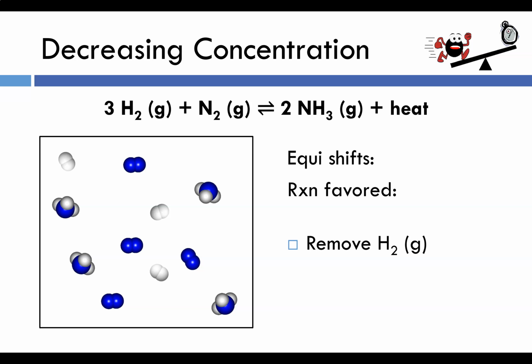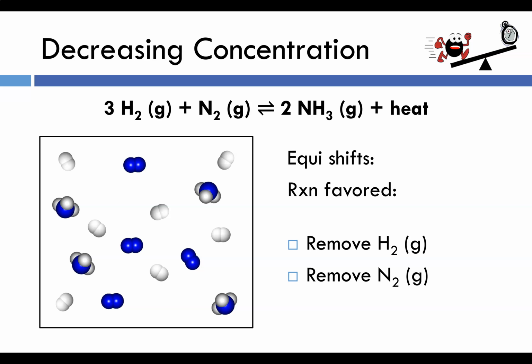If we remove some hydrogen, the system will respond by trying to replace it. The way to replace it is through the reverse reaction. So the system will immediately respond by lowering the concentration of NH3. It will react to produce H2 and N2. We'd say the equilibrium has shifted to the left and that the reverse reaction was favored. Go ahead and make predictions for removing N2 and also removing NH3.